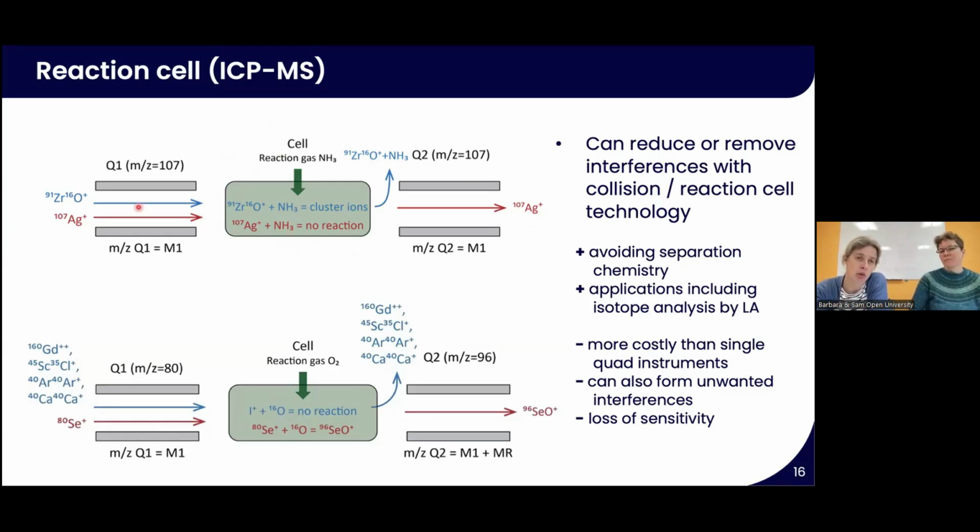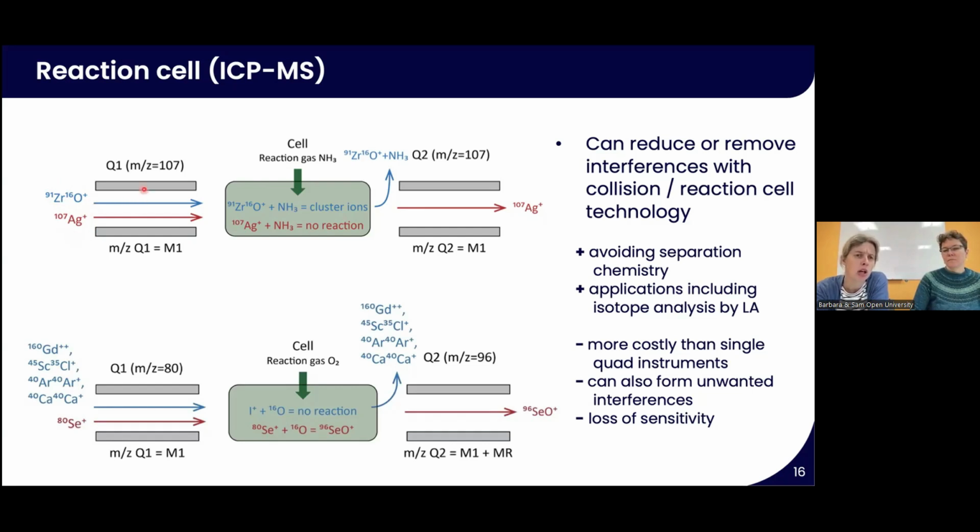But this is measured on mass 107, and this has a problem because it has a zirconium oxide interference. And zirconium is typically in the hundreds of parts per million concentration in the samples that we're looking at. So even with relatively small oxide production, even if it's about 0.5%, we're still getting a significant contribution of counts on mass 107 that are coming from zirconium oxide.